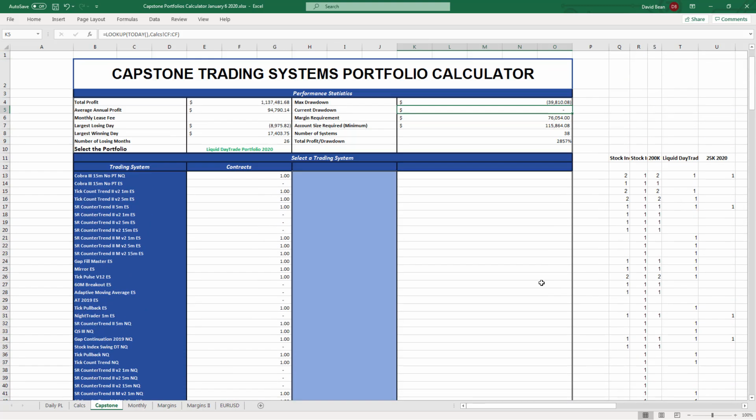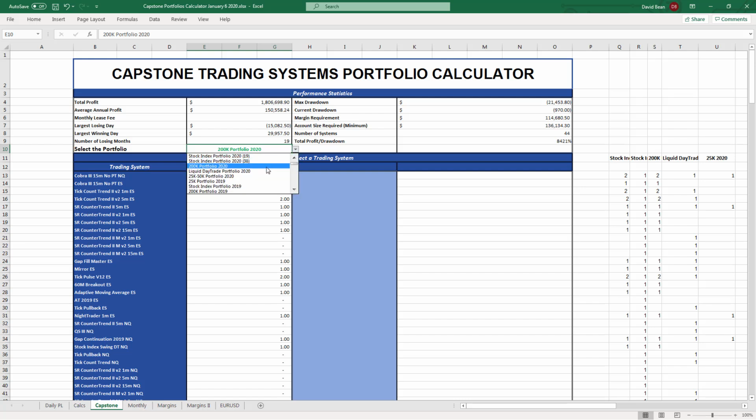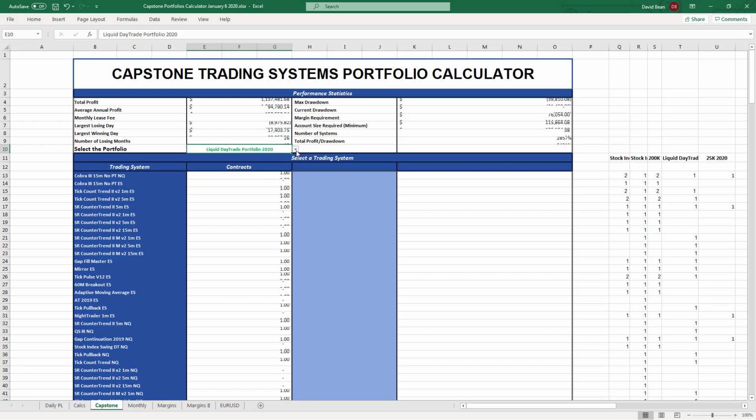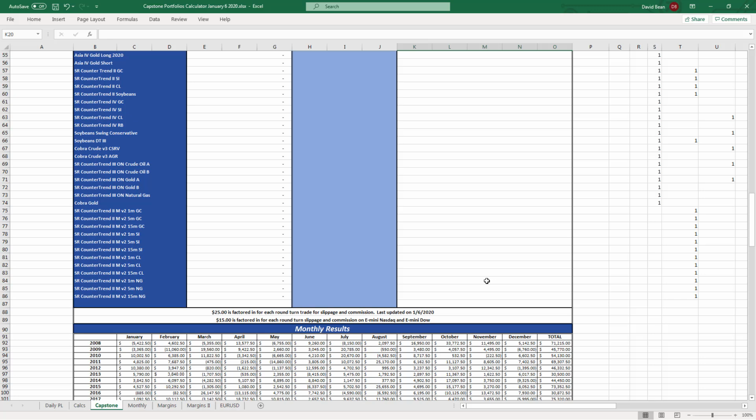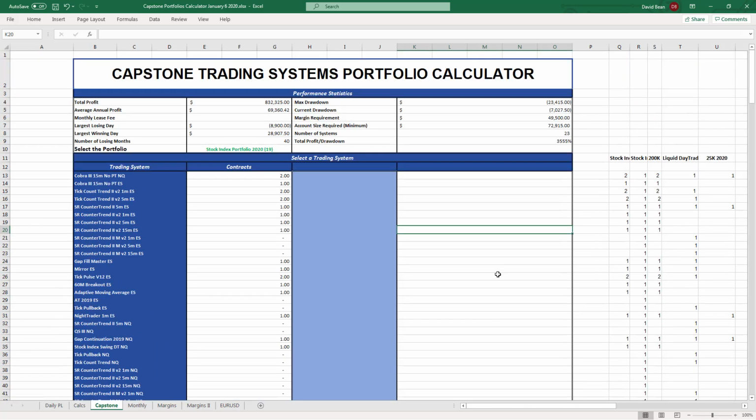One of the things I want to do is explain this. When you have the all strategy access, you have to have the all strategy access to trade the 200K portfolio, and you have to have the all strategy access to trade the liquid day trade portfolio. But you could also trade the stock index portfolio if you wanted. You don't have to have the all strategy access to trade the stock index portfolio, but if you have the all strategy access, you can trade any of these portfolios in this list, because all the strategies here include 74 algos that you have in 5 different workspaces.